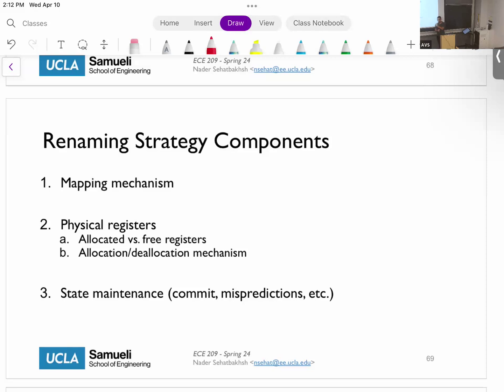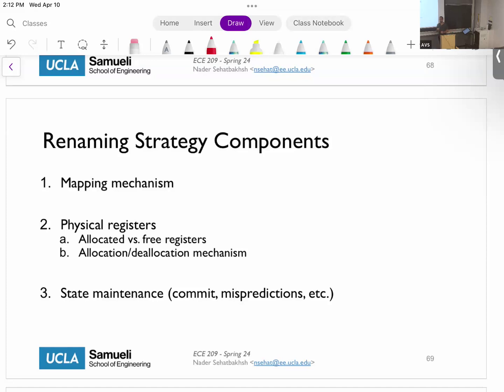If you are doing some form of context switching from one process to another process, there are many instances where we need to remember the state of this mapping, or go back to a previous mapping, right? So we need to have a mechanism to recover that. So these are the three main parts of any sort of renaming strategy that we're going to have.